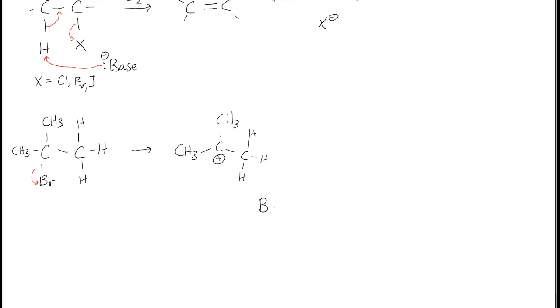And then the base, that is usually neutral or not very strong, can deprotonate to form the double bond. So this one is actually exactly the backwards reaction of addition of HX. I guess it's still not technically exactly the opposite, but basically the opposite. So we have something like that. And that's called E1.